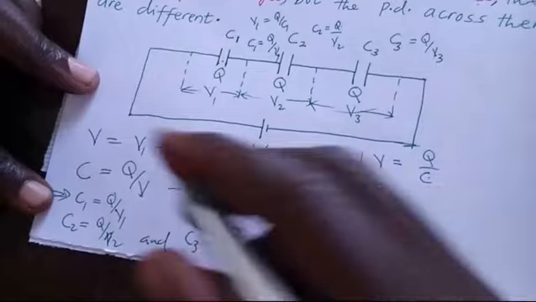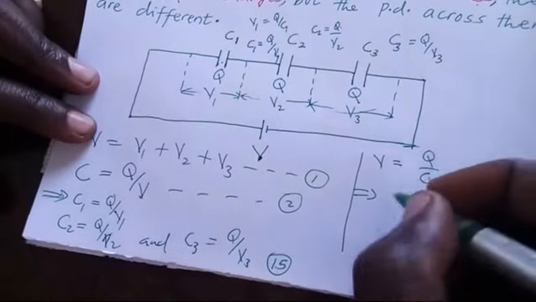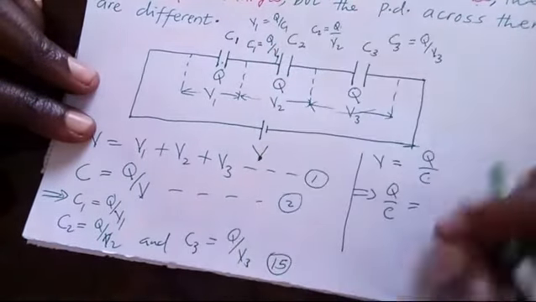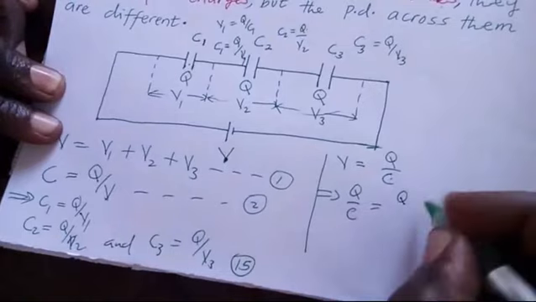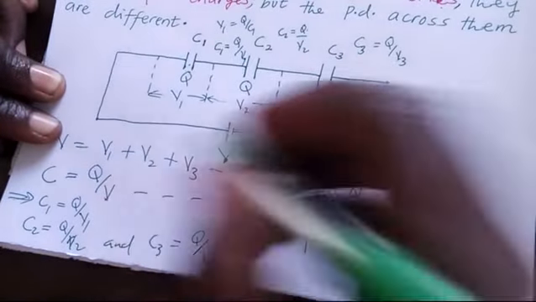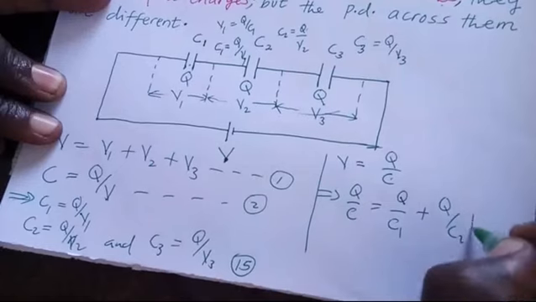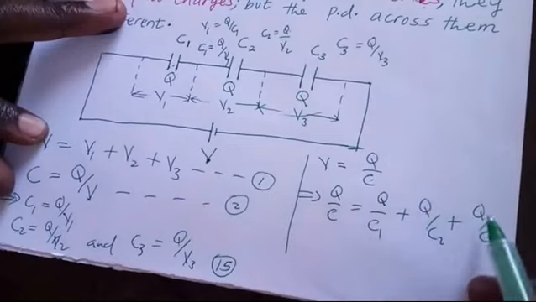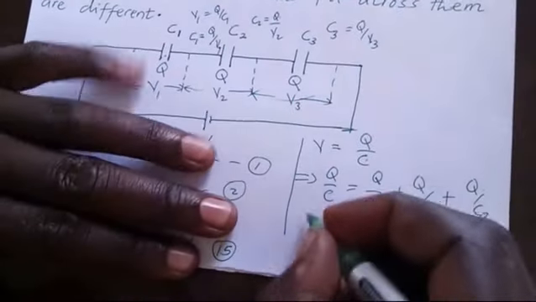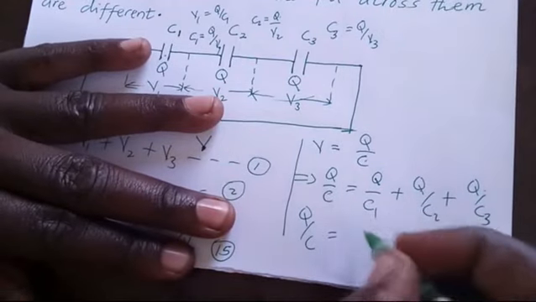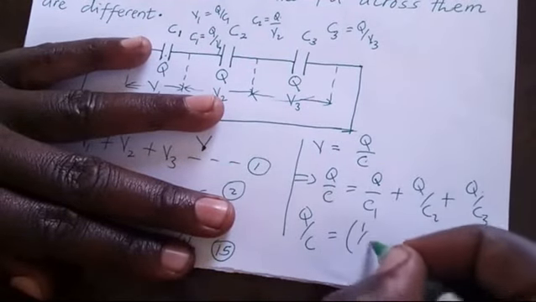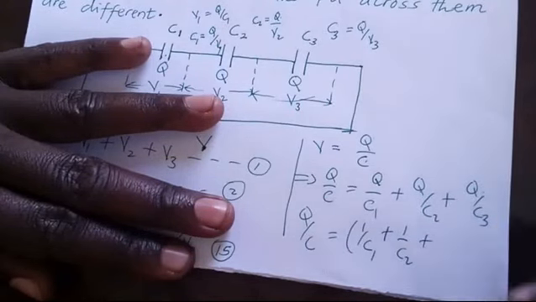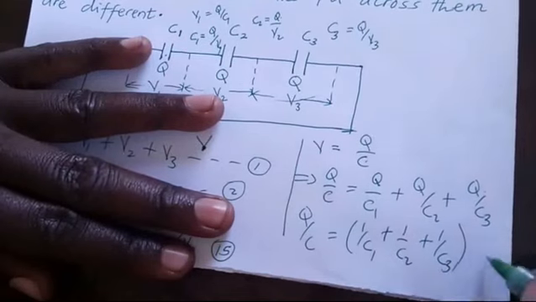So this implies that my equation 1 becomes, instead of V I write Q over C, instead of V1 I write Q over C1. So I have Q over C1 plus, instead of V2 I write Q over C2, instead of V3 I write Q over C3. Now I can factorize the Q here. So on the left hand side I have Q over C, and then on the right hand side, if I remove the Q, I have 1 upon C1, plus 1 upon C2, plus 1 upon C3, close bracket Q.